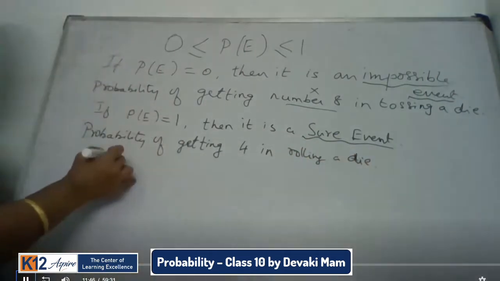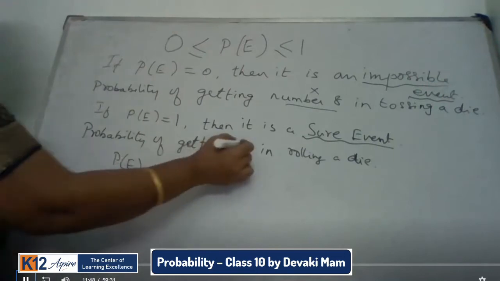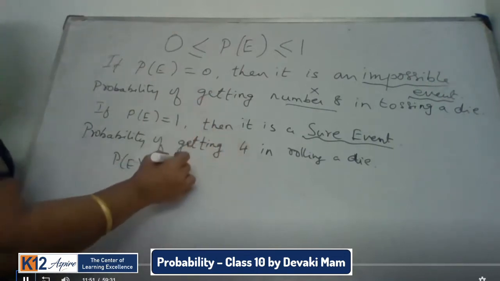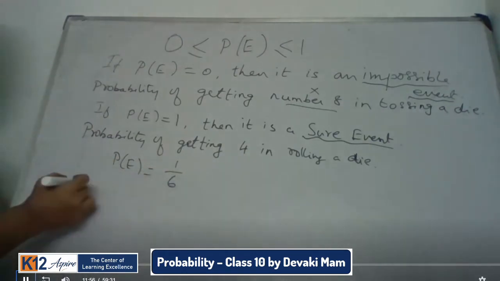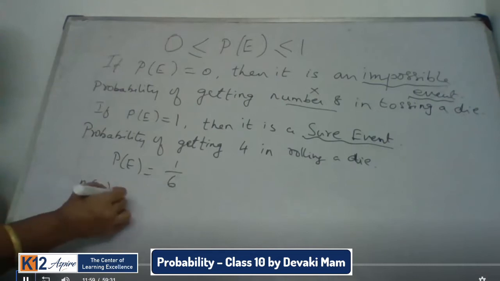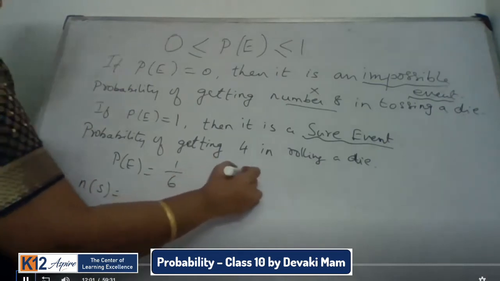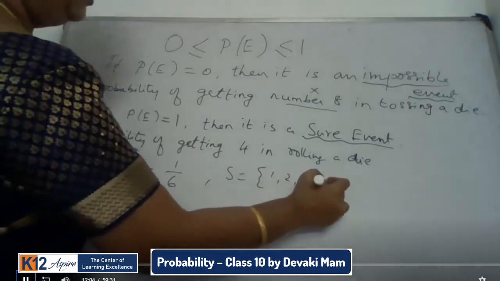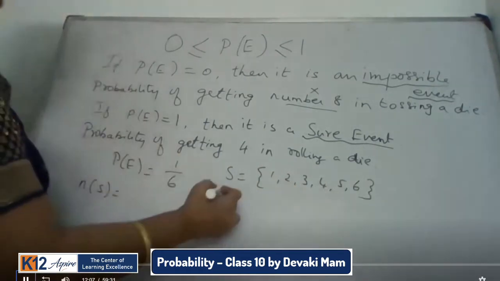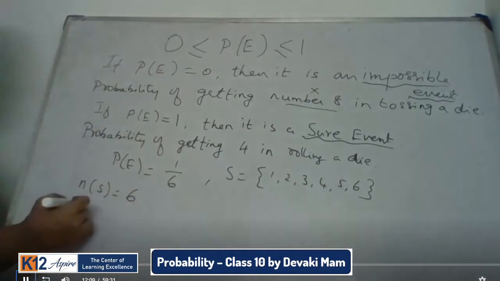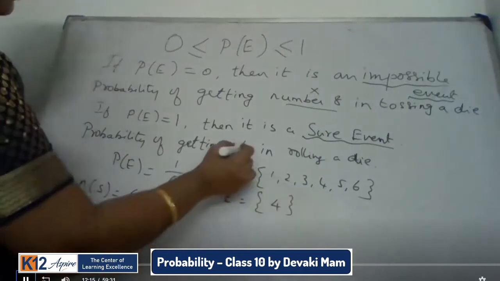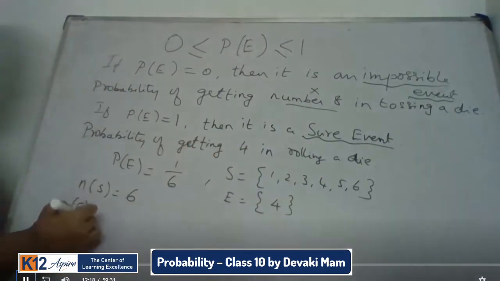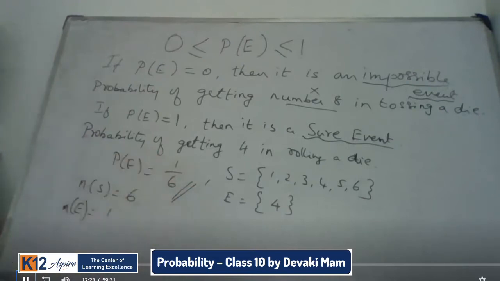Okay, 4 will occur one time, so 1/6. Here the 6 denotes n(S), that is the total outcomes, whereas S we can say is 1, 2, 3, 4, 5, 6, isn't it? So n(S) is equal to 6, and E is equal to 4 only, that only we need. So for this, n(E) is equal to 1. That's why we are getting this formula as P(E) equal to 1/6.